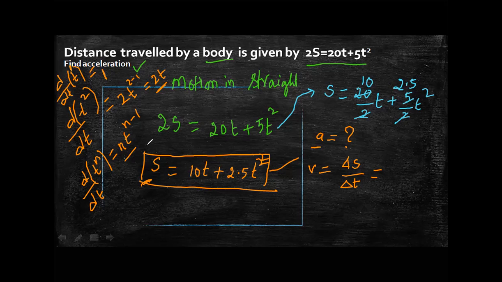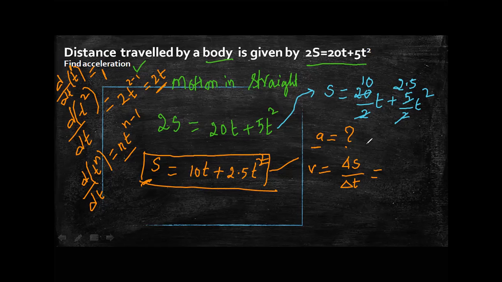Any constant, if you take 2, 3, 4, doesn't depend on time. So the derivative of a constant is 0. The derivative of t power n is n t power n minus 1. So t square gives 2t power 2 minus 1, t power 1 gives 1, and t power 3 gives 3t power 3 minus 1, which is 3t square.